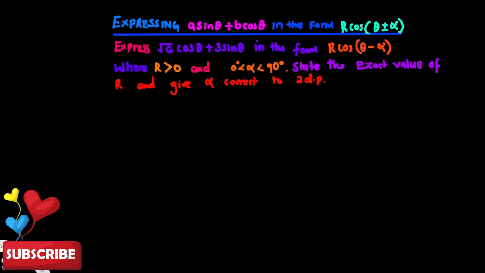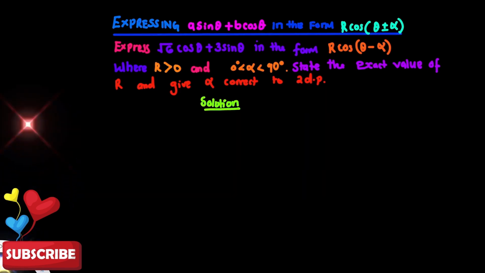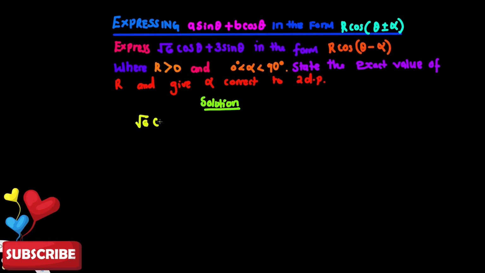We're going to have a step-by-step process on how you're going to go about this question. So the first thing we're going to do here is understand the fact that r cos theta minus alpha can be expanded. So let us first start by writing the expression the way it was, and then we say that is equivalent to r cos theta cos alpha plus r sin theta sin alpha.